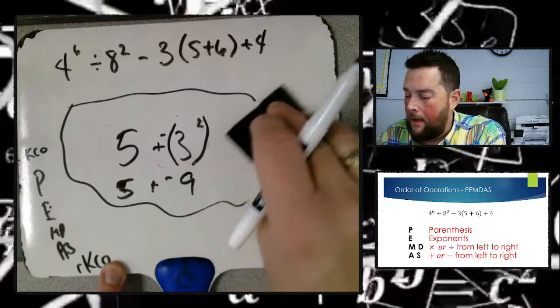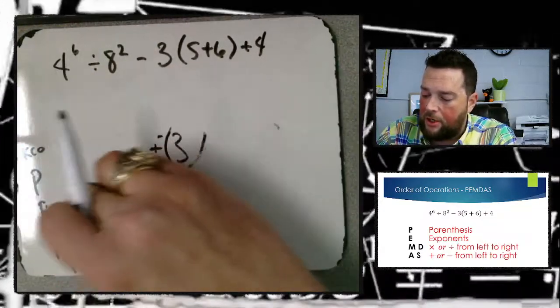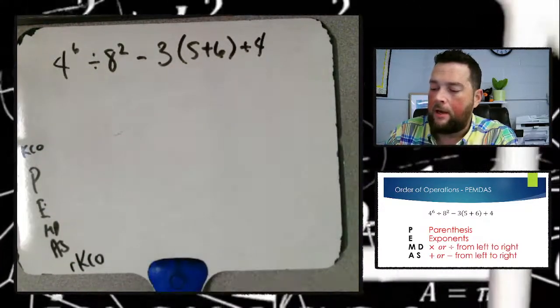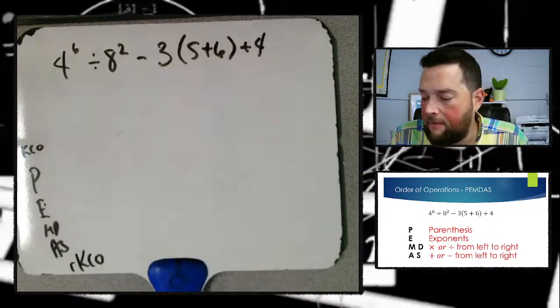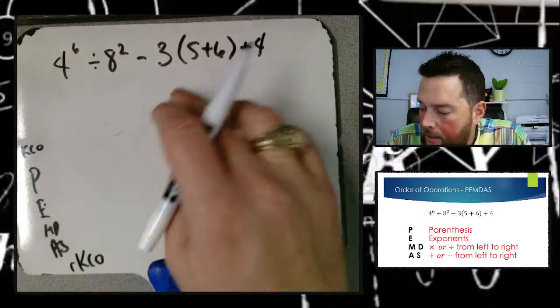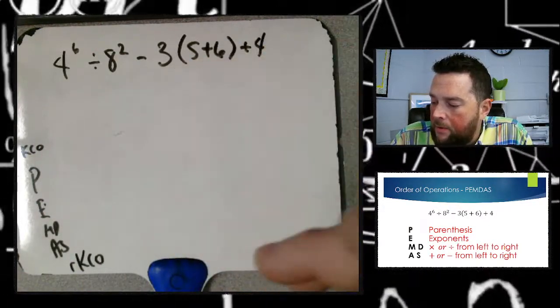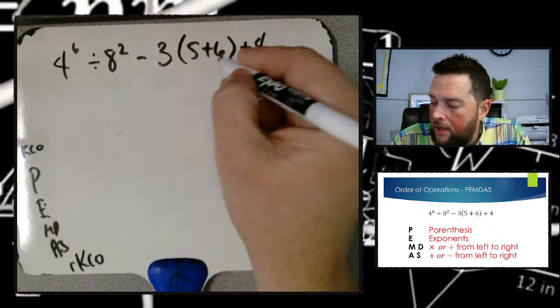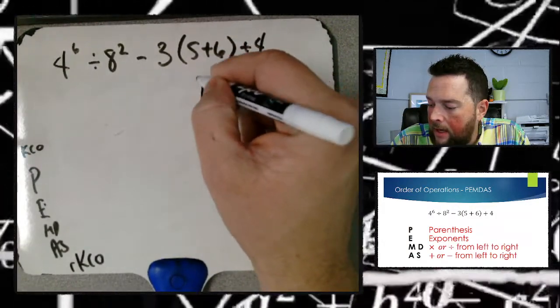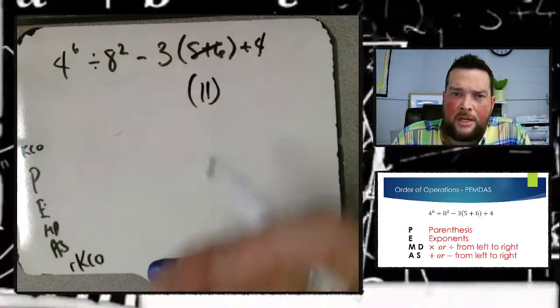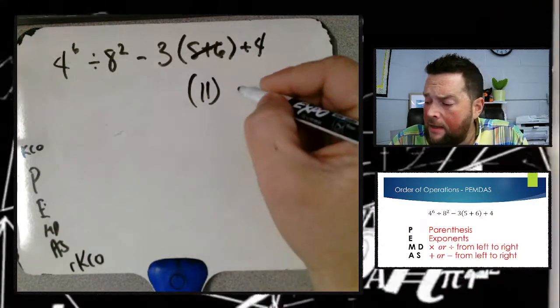All right. But we don't have that situation in this problem right here. We have 4 to the power of 6 divided by 8 to the power of 2 minus 3 times 5 plus 6 plus 4. So we've got our parentheses first. I'm going to go to my parentheses. That's going to be an 11 right there. I'm going to scratch it down, and then I'm going to bring down everything that I haven't touched.